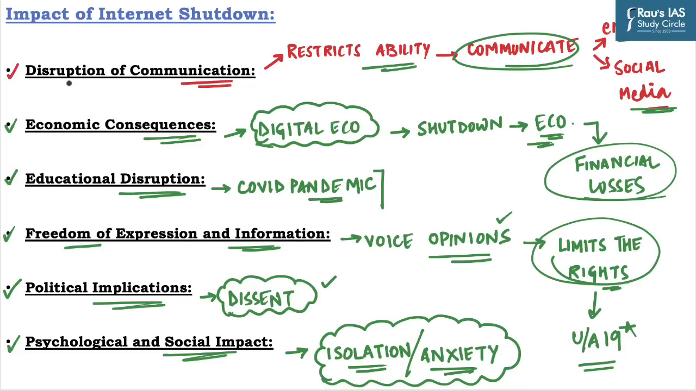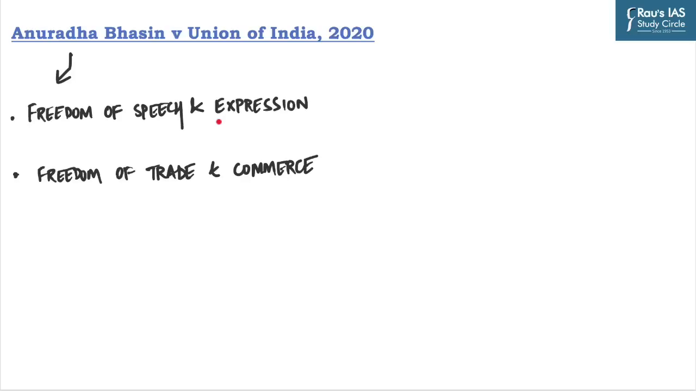Now we will go through the highlights of the Anuradha Bhasin judgment of 2020, which is an important case to discuss in this particular context. The judgment mostly revolved around the fundamental rights which are associated with information and commerce, which come under Article 19. The judgment talks about the freedom of speech and expression, and it says the freedom of speech and expression through the medium of internet is a fundamental right under Article 19 Clause 1 Subclause A. And the restrictions on internet have to follow the principles of proportionality under Article 19 Clause 2.